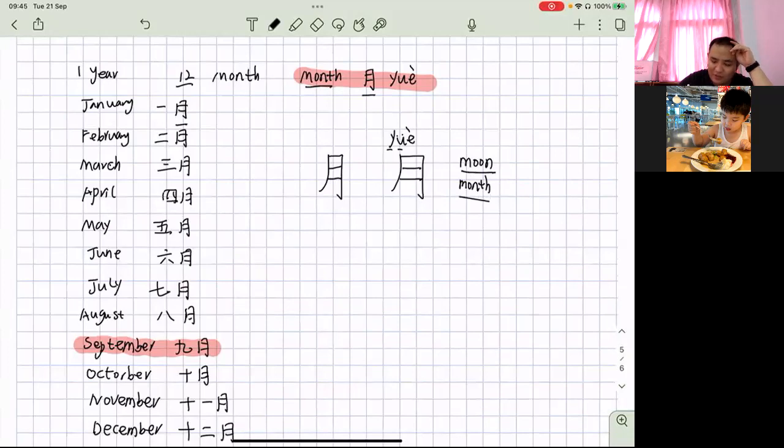How to write it? Everyone, please look at the slide. Look at the screen. 1, 2. Remember there is a small hook. Sleeping line, sleeping line. Okay, this Chinese character 月. Everyone look at the pronunciation. Y for yellow, right? 月, right?